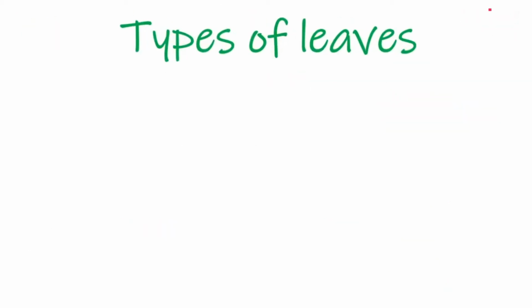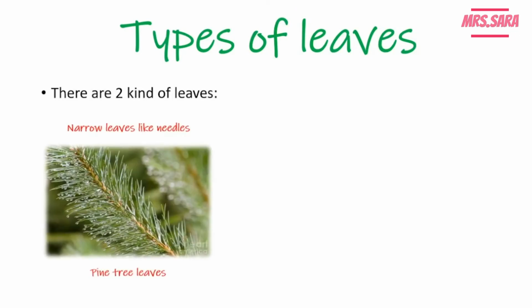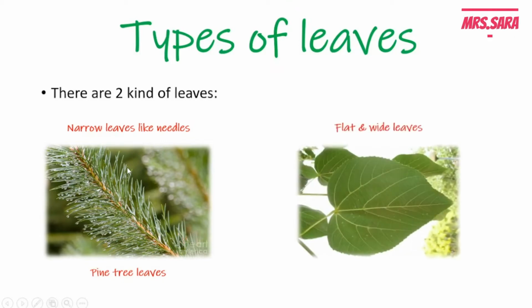We have types of leaves like the stems. There are two kinds of leaves. Number one, the narrow leaves like needles, like the pine tree leaves. This is a narrow leaf like needles. And the second type is the flat wide leaves.